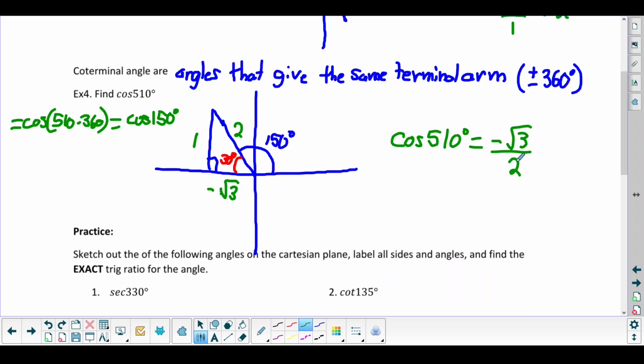All right, so this is how we can find trig ratios and exact trig ratios for angles larger than fit in a triangle. We use the Cartesian plane to do such.